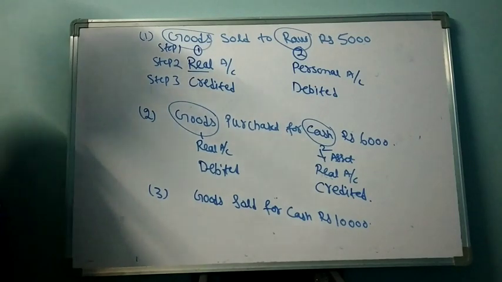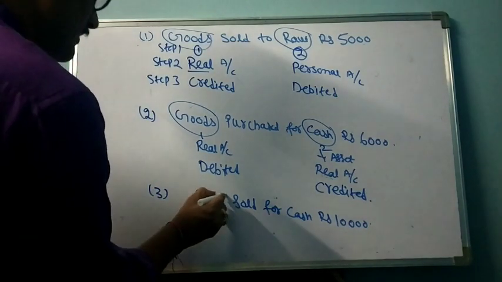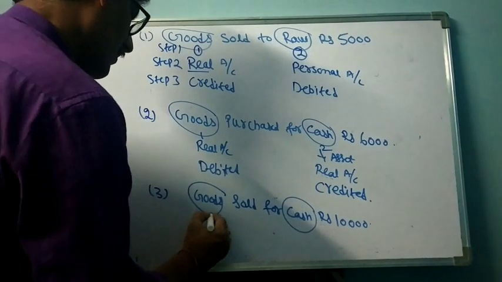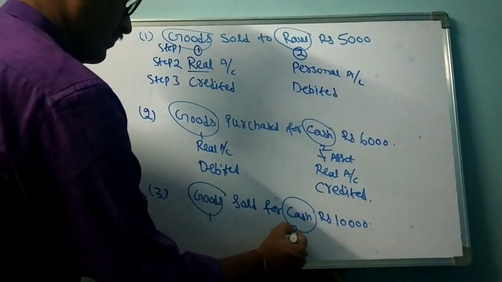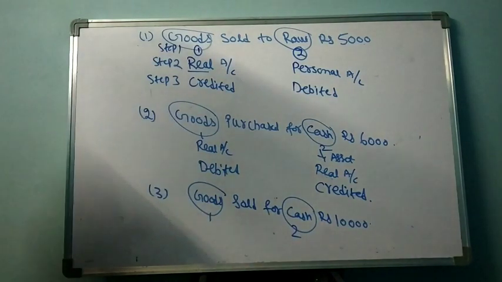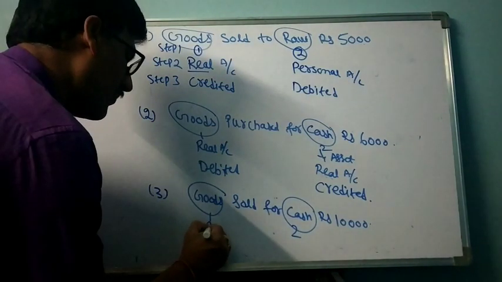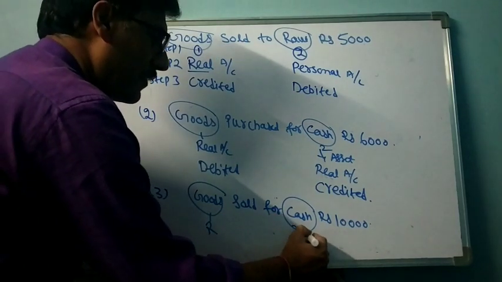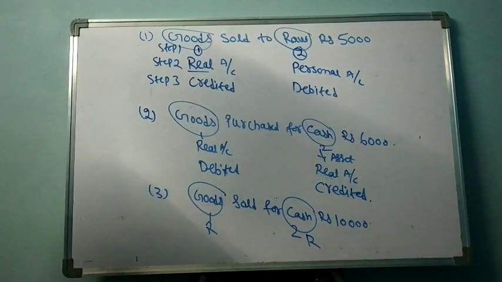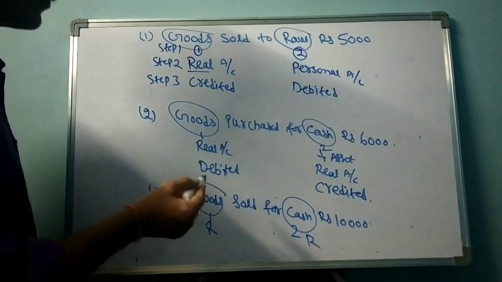Again the same steps should be followed. Goods is one account, cash is another account. Again 2 accounts. Next, identify the nature of account. Again goods comes under real account, cash also comes under real account only because cash is an asset. Now apply the rules of accounts.